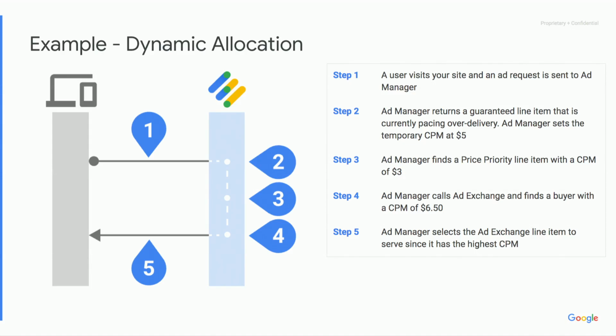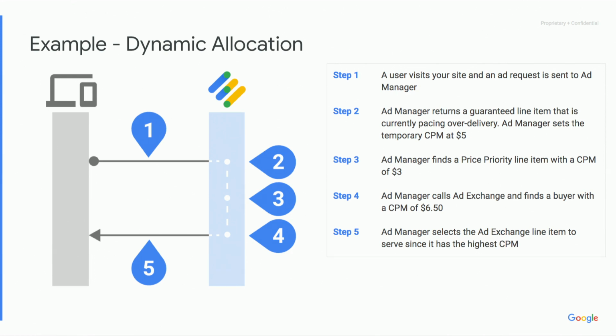Let's walk through an example of dynamic allocation. When a user visits your site or app, an ad request is made from Ad Manager. Ad Manager looks through your available guaranteed inventory for an eligible line item. The eligible line item that it finds for this request is currently pacing ahead of delivery. Because of this, it sets the temporary CPM at $5.